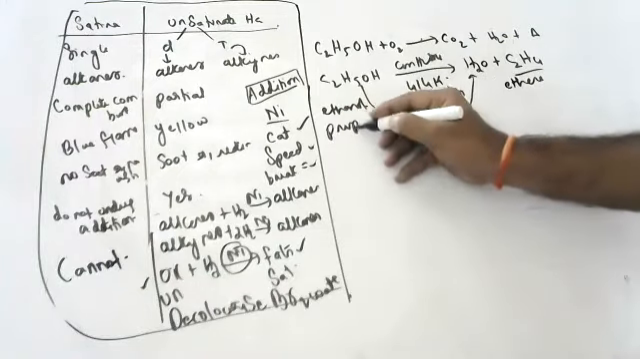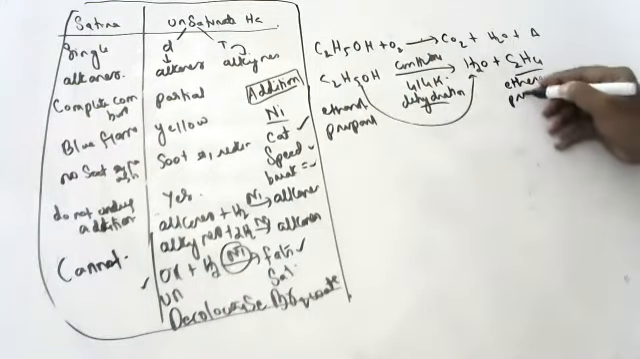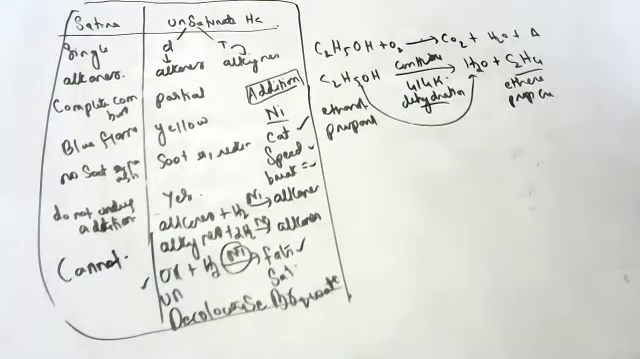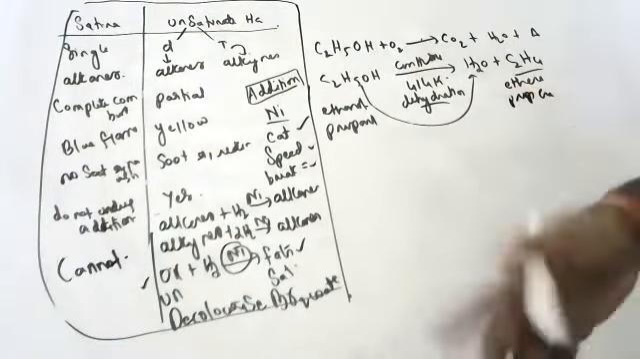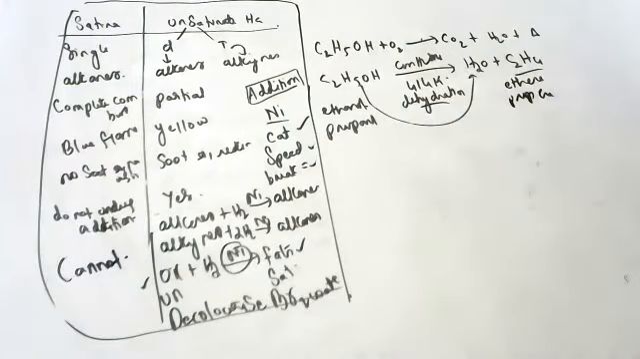Propanol gives propene. Butanol, butene. Pentanol, pentene. Hexanol, hexene. Octanol, octene. Decanol, decene. Ethanol, ethene. Methanol?